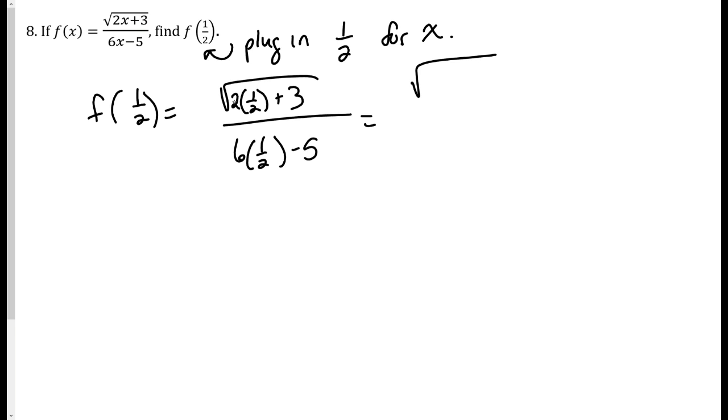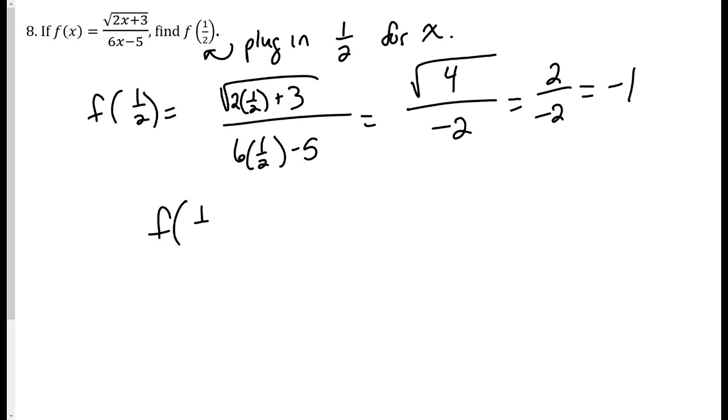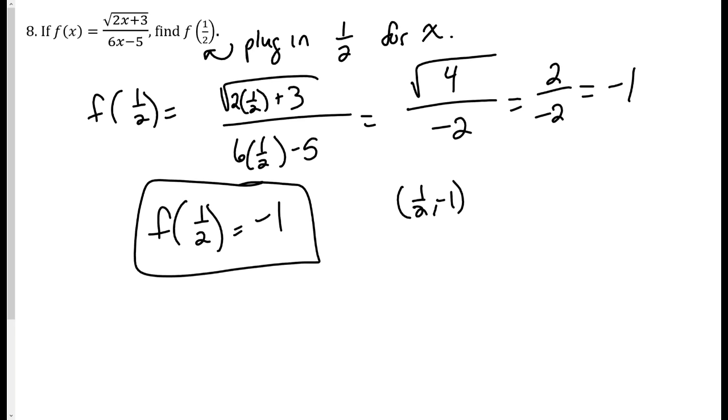So we have the square root of 2 times a half is 1 plus 3. 1 plus 3 is 4. Over 6 times a half is 3 minus 5 is negative 2. Square root of 4 is 2. 2 divided by negative 2 is negative 1. So f of 1/2 is negative 1. That means x is a half, y is negative 1. So the point 1/2, negative 1 is on the graph of that function. But that's the answer. F of 1/2 is negative 1.